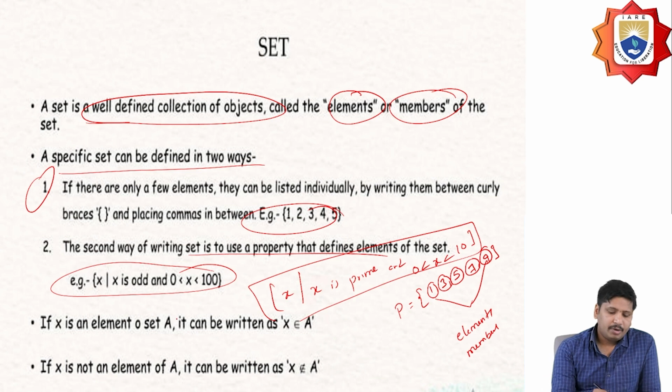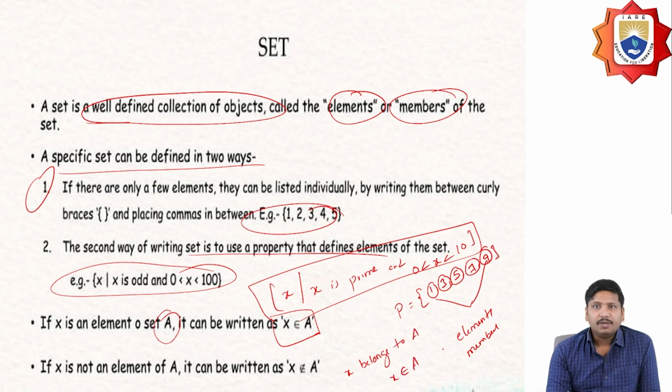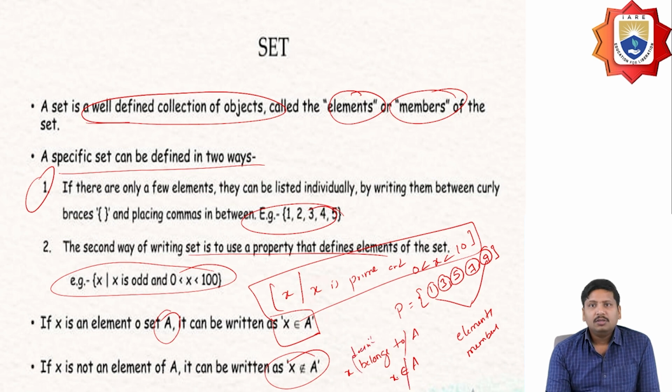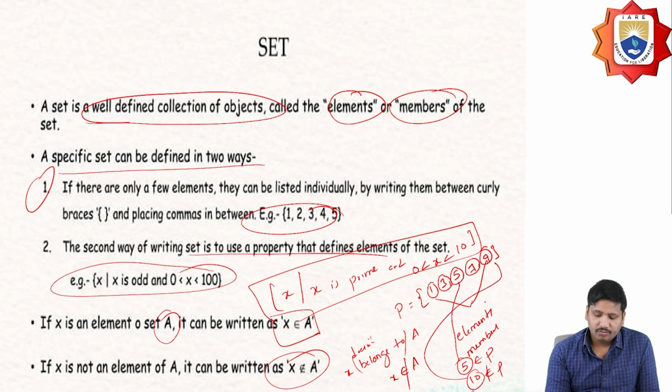Suppose x is an element of the set A, how can I write it? I write x belongs to A. Similarly, if x is not an element of the set A, I write x does not belong to A. This is how we write the notations in sets. Here, 5 belongs to P and 10 does not belong to P. The 5 is an element of the set and 10 is not an element of the set, so it does not belong to P. Like this, we can define the set.